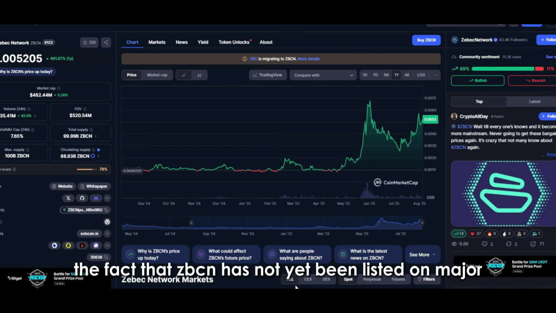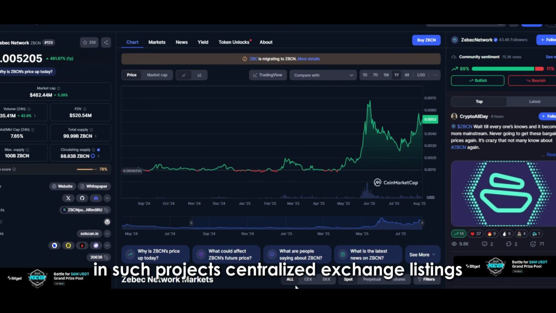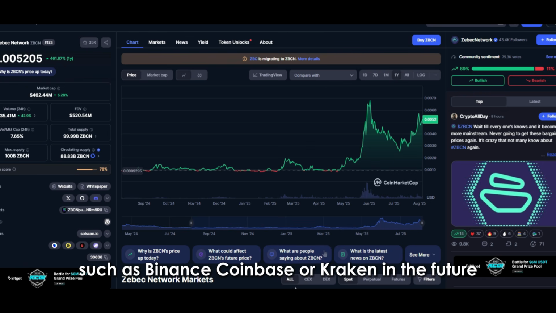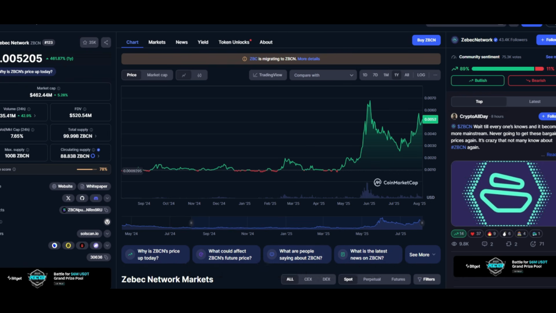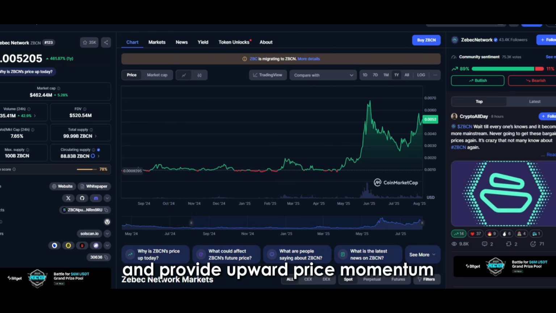The fact that Zbcn has not yet been listed on major centralized exchanges is also seen as an advantage. In such projects, centralized exchange listings often result in major price movements. If a token like Zbcn gets listed on major exchanges such as Binance, Coinbase, or Kraken in the future, it would not only increase accessibility, but also attract institutional investors and provide upward price momentum.